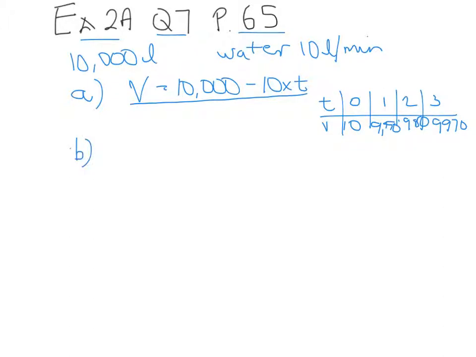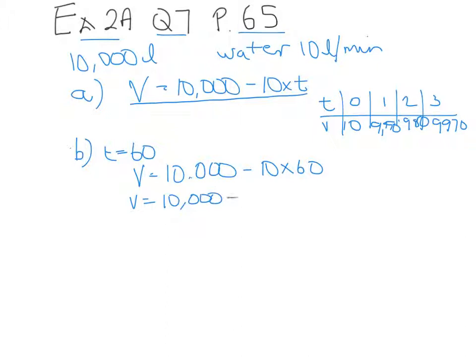Now in B it says how much water is left after 1 hour. Well, after 1 hour, that would be 60 minutes. So the volume would be 10,000 minus 10 times 60, which would be 10,000 minus 600, so that would mean 9,400 litres would still be left in the tank.